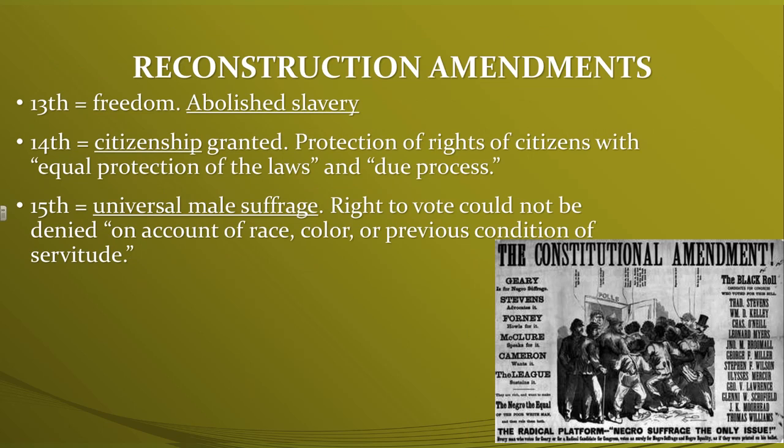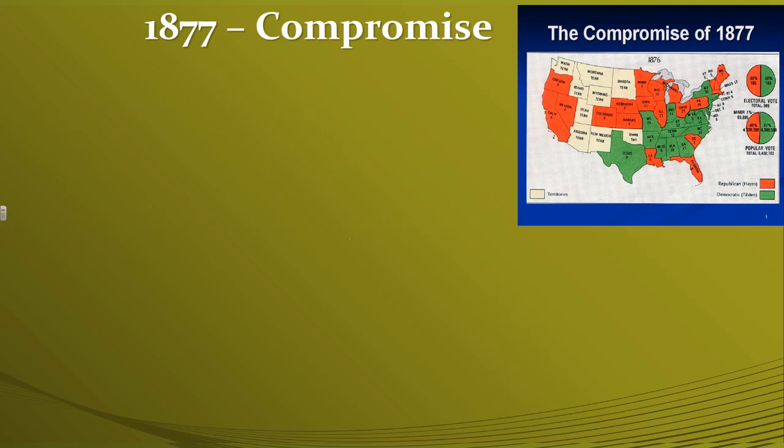Now, all three Reconstruction Amendments are there. We are going to finally see the 15th Amendment, which is universal male suffrage. All three of these amendments you must know. Just think logically that they must go in order in the sense of you can't vote without being a citizen. You can't be a citizen without being freed from slavery. All right, so definitely know these three amendments.